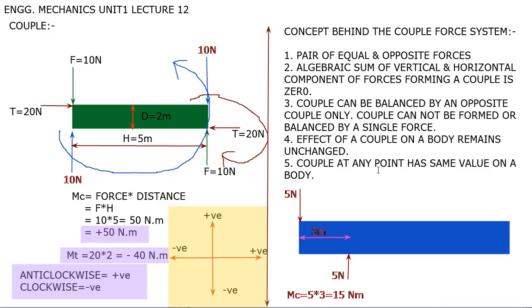Now, what is the fifth characteristic? A couple at any point remains constant. This is the meaning of this. Now, how can this be illustrated here? The same couple is having the same effect.